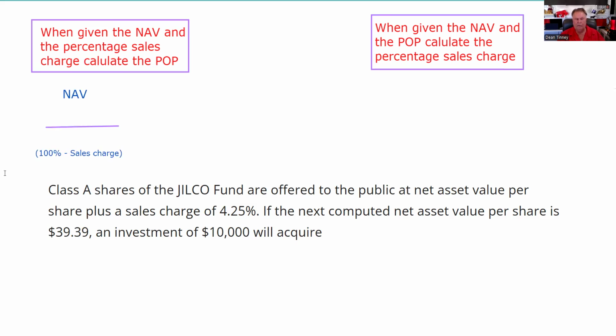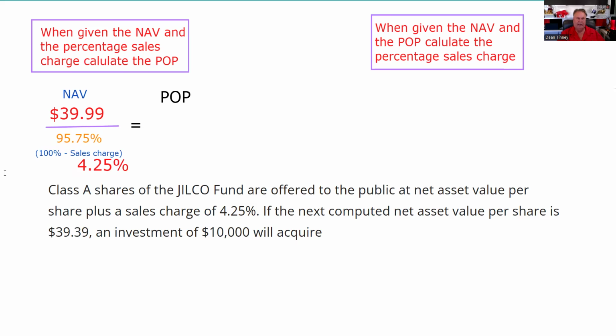There's a lot of ways to do it, but what I would do is get the public offering price and then take the 10,000, divide by that. So the formula to calculate the public offering price when given the NAV and the sales charge is the NAV divided by 100% minus the sales charge. So NAV here is 39.99. The sales charge is 4.25.